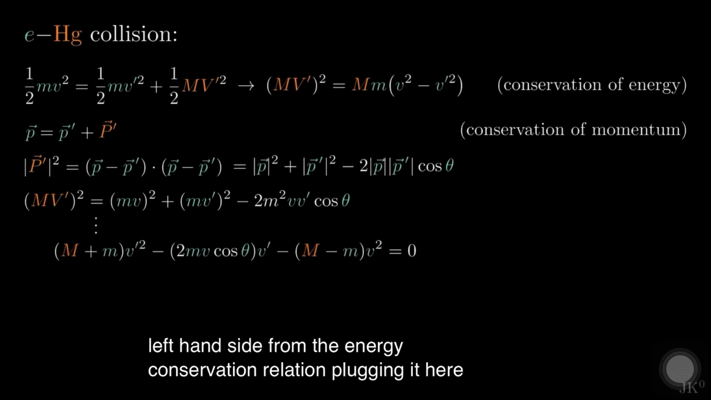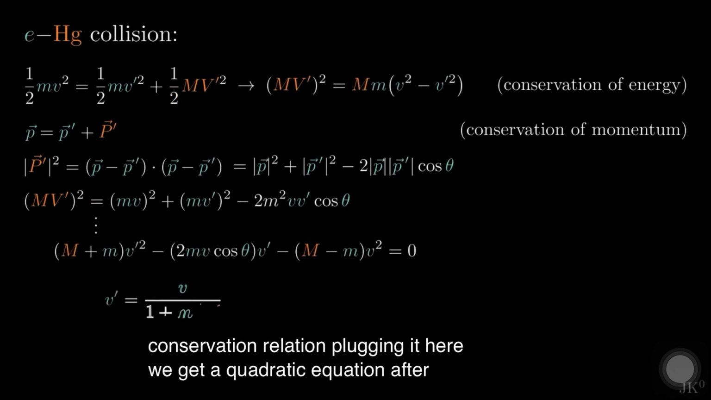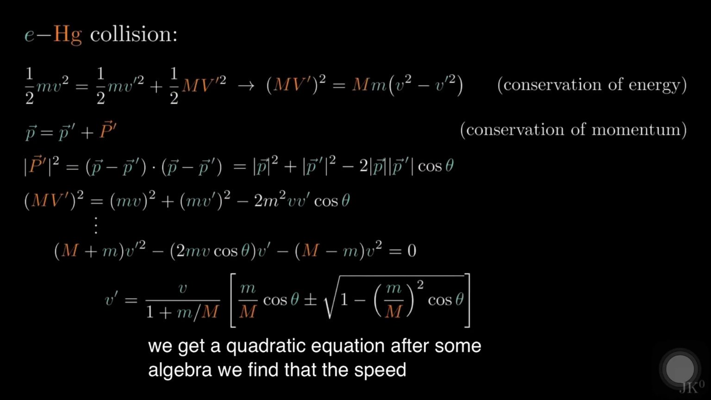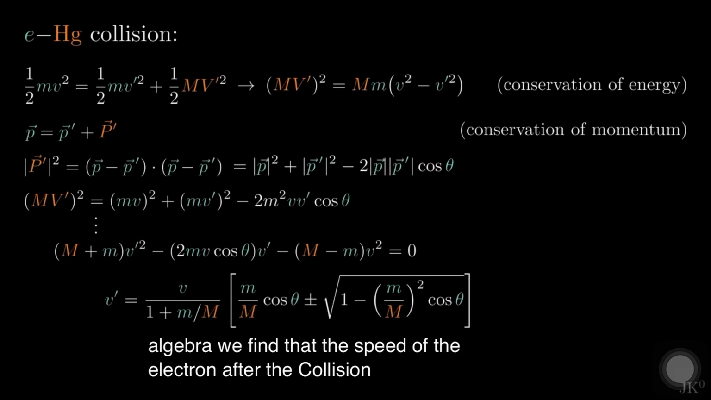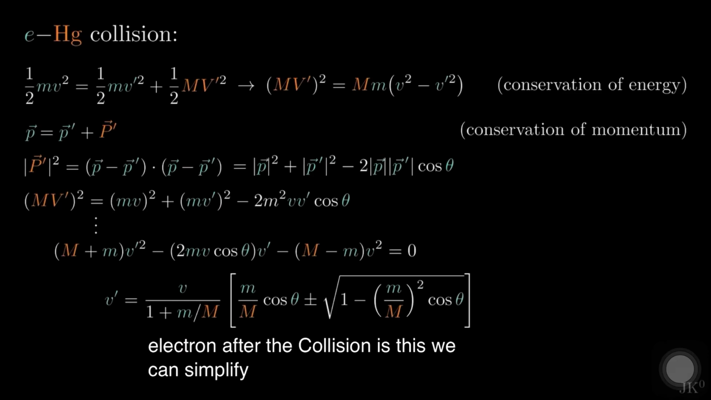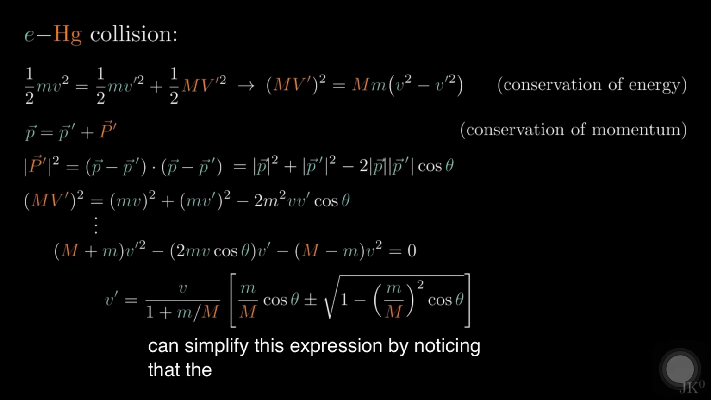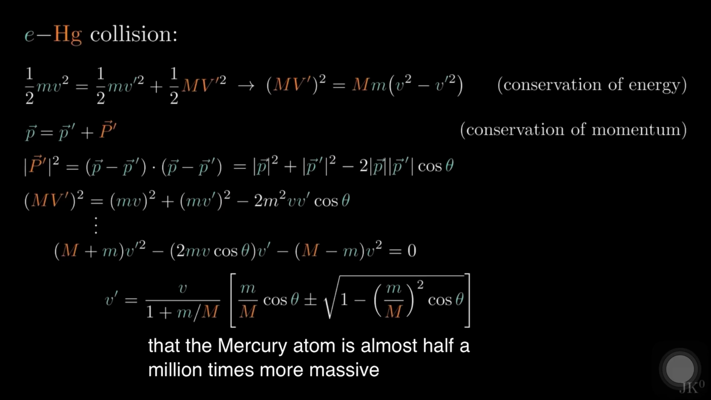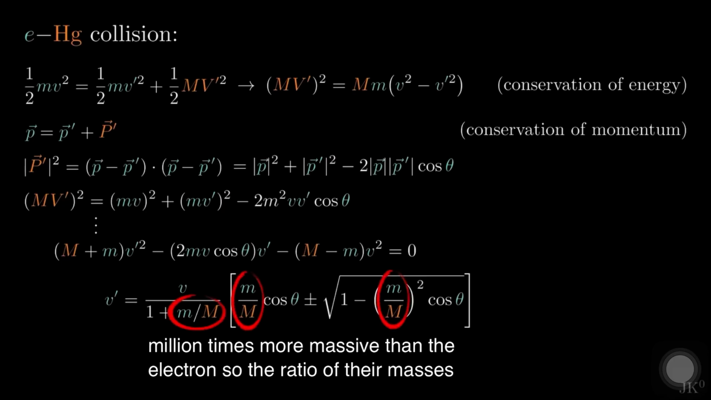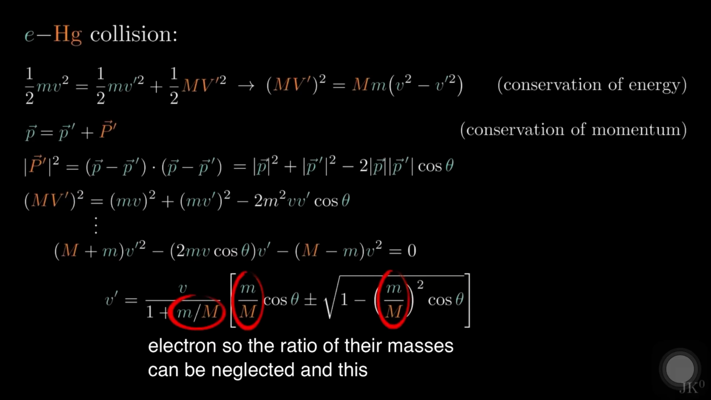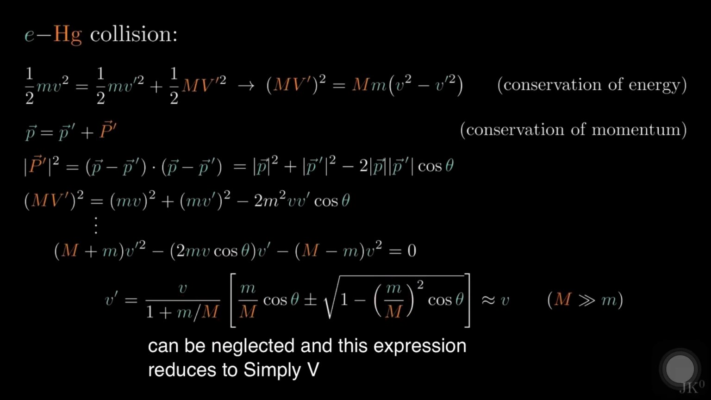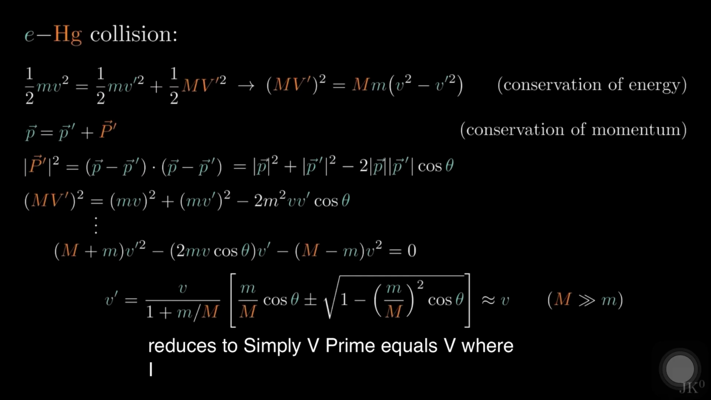Plugging it here, we get a quadratic equation. After some algebra, we find that the speed of the electron after the collision is this. We can simplify this expression by noticing that the mercury atom is almost 500,000 times more massive than the electron, so the ratio of their masses can be neglected. And this expression reduces to simply V prime equals V, where I have ignored the unphysical negative solution.